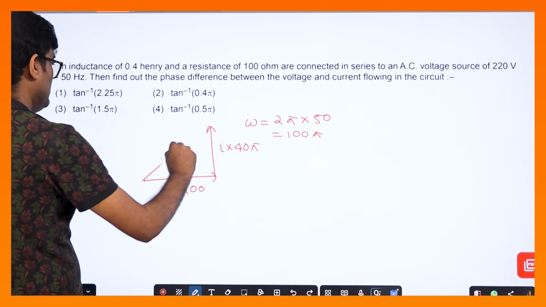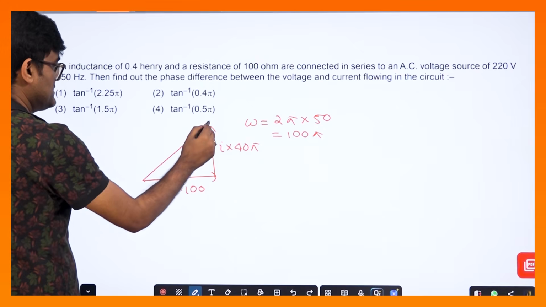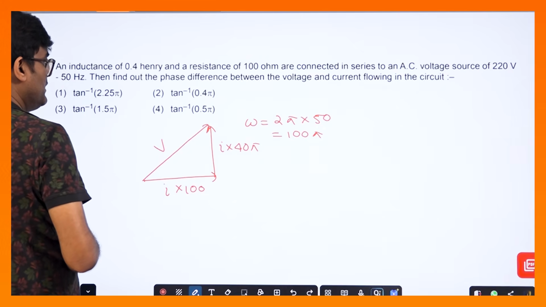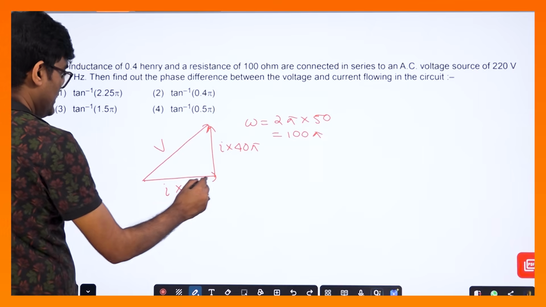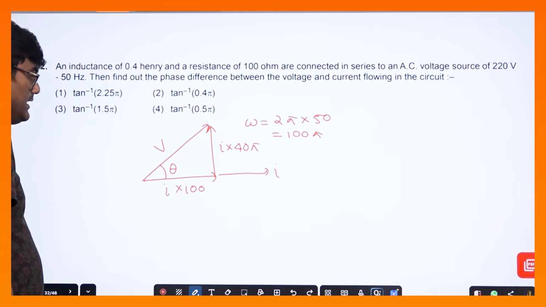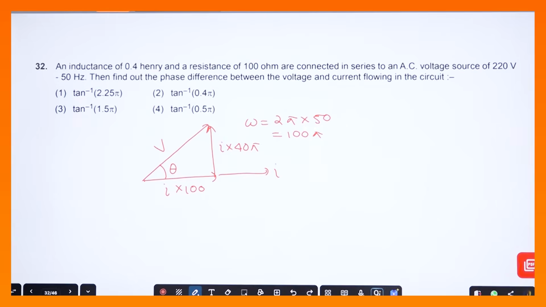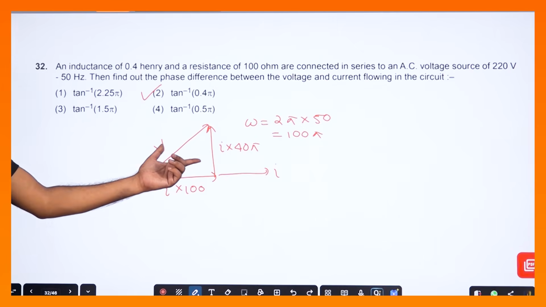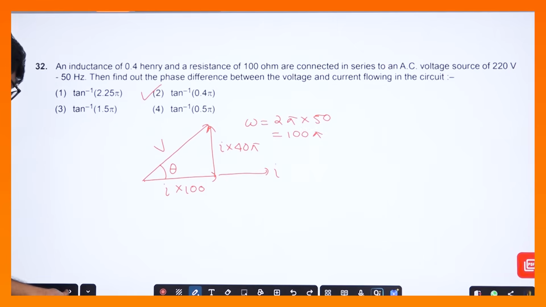So if this is the voltage across resistance and inductance, then this is the net voltage, and I have to find the angle between the voltage and current. This is the direction of current. So for this angle theta, tan theta is equal to 40 pi by 100, which means 0.4 pi. That is the correct answer for this question. You can calculate it from this phasor diagram.